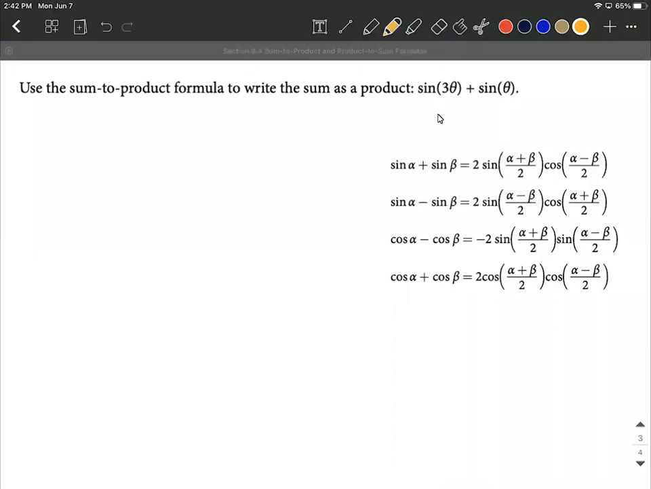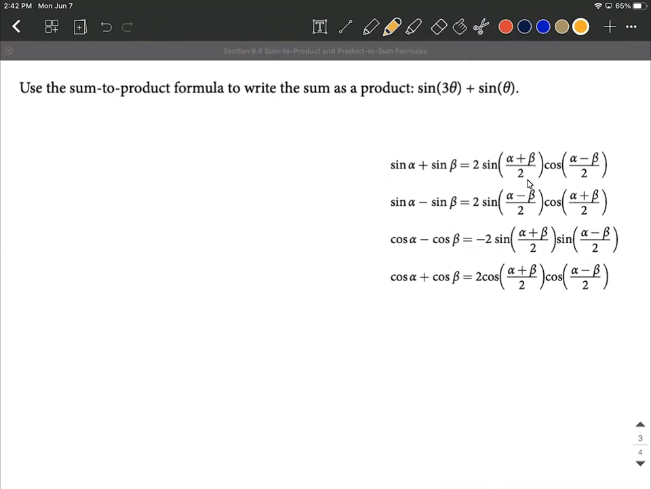Let's use the sum to product formula to rewrite sine of 3 theta plus sine of 1 theta as a product. So I've listed out all the different sum to product or difference to product formulas that we have going on here on the right-hand side. Because ours goes sine of something plus sine of something, that's going to be this top version.